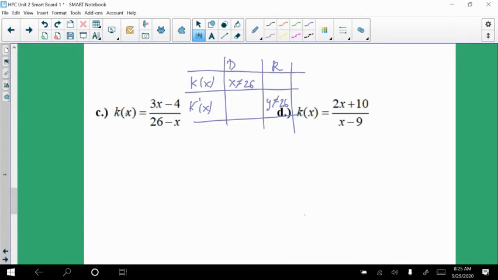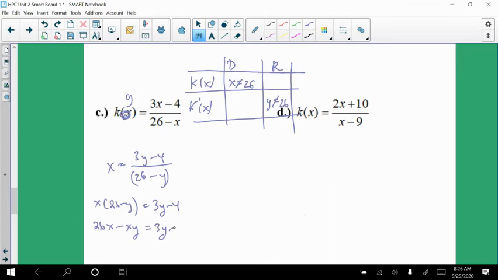So this was a y, right? We can think of it as a fancy y. So y equals 3x minus 4 over 26 minus x. So let's make it x equals 3y minus 4 over 26 minus y. And let's solve for y. So we're going to multiply this quantity to the other side. So it becomes x times 26 minus y equals 3y minus 4. We can multiply. So 26x minus xy equals 3y minus 4.